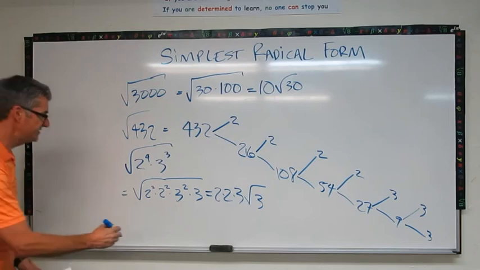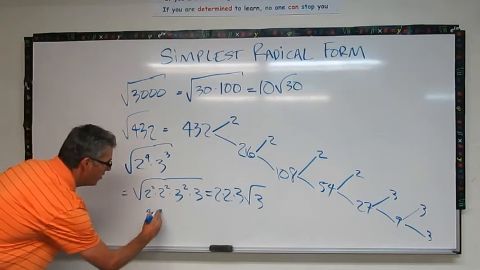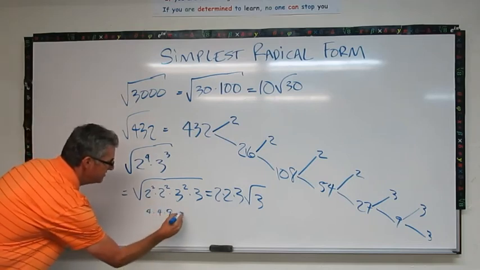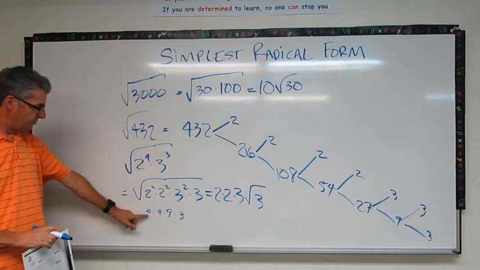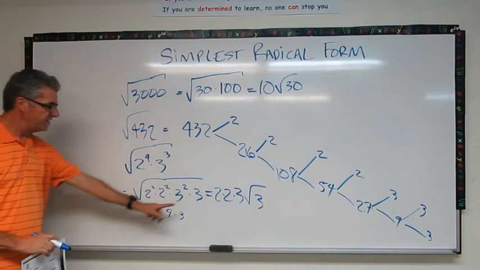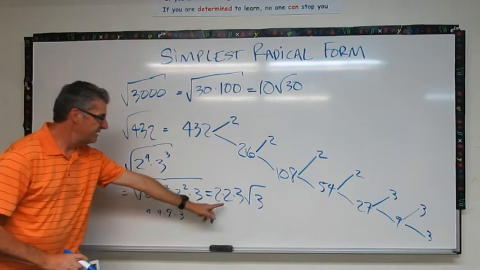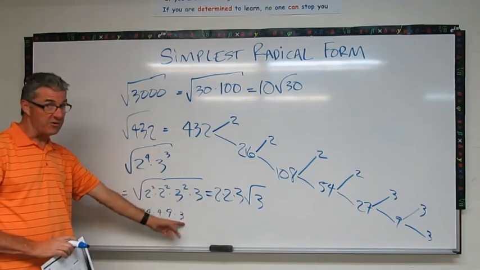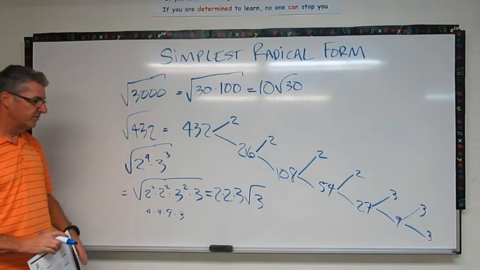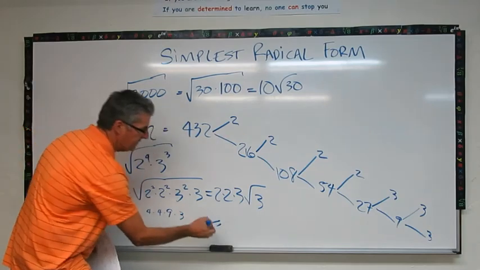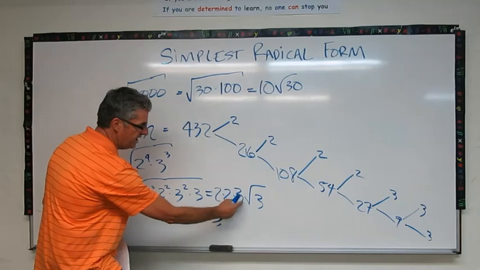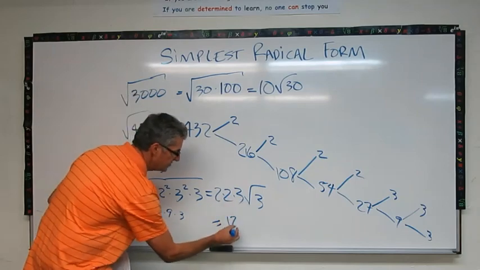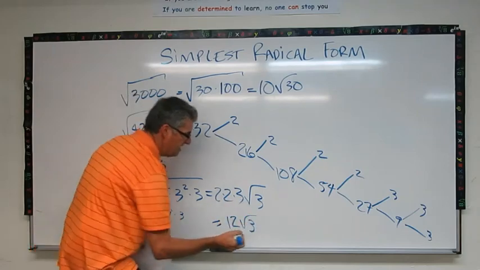Another way to think of this is this would be 4 times 4 times 9 times 3. So 2 squared is 4. Square root is 2. That's my first 2. Square root of that one makes my second 2. Square root of 9 is my 3. And then I have this leftover 3. It's just going to stay under the root sign. Now I can finish. 2 times 2 is 4. Times 3 is 12. So this one becomes 12 root 3.